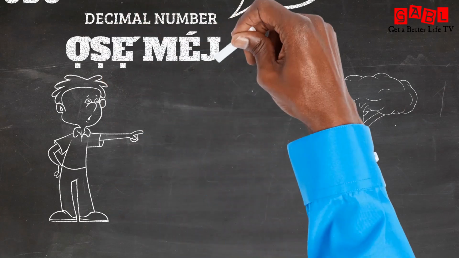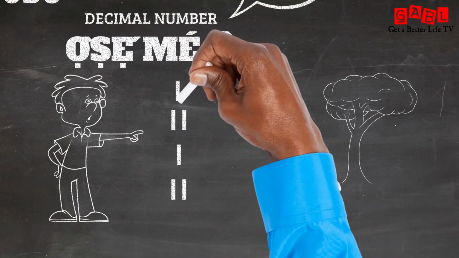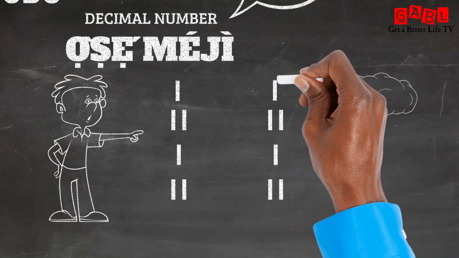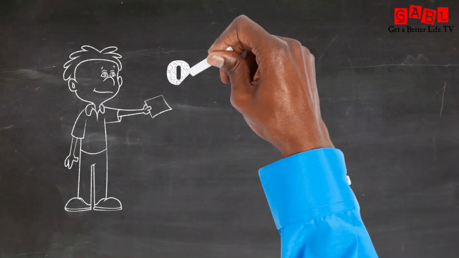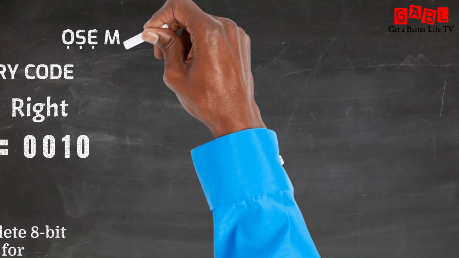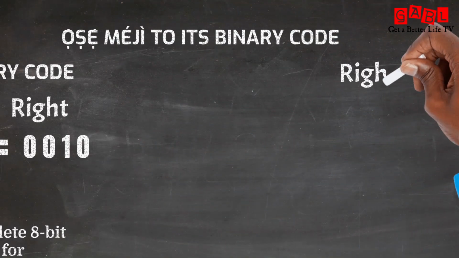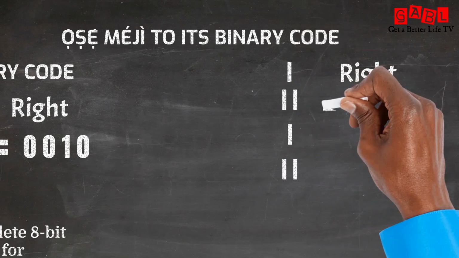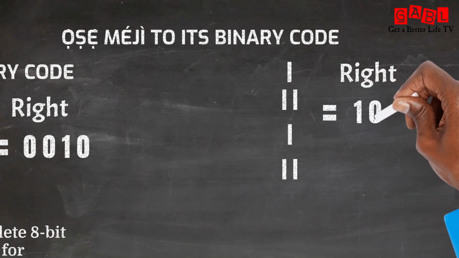Next is Ose Meji, a profound Odu often associated with blessings, spirituality, and the flow of goodness. Its pattern reflects its harmonious energy. Here is a pattern for Ose Meji. Converting this to binary, the right column top to bottom has single line, double line, single line, double line. This translates to 1, 0, 1, 0.